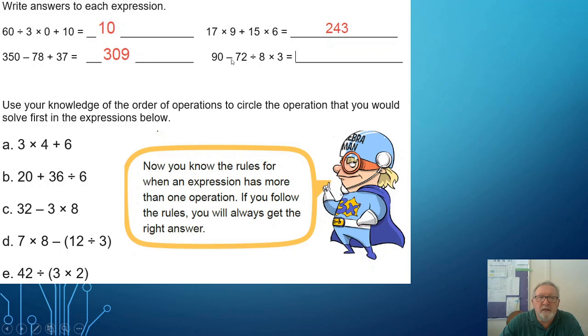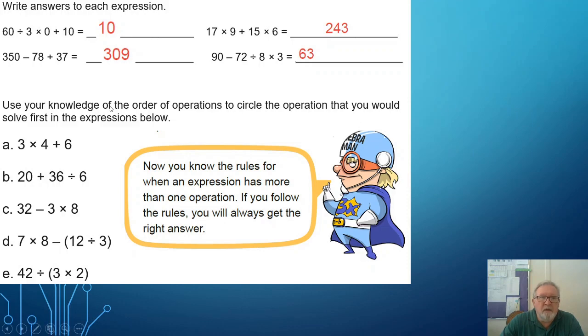The next one has takeaway, division, multiplication. That one will be last because we know that we do multiplication and division before subtraction. And we work left to right with these two. 72 divided by 8 is 9. Once we get the result here, 9 times 3 is 27. So 90, take 27, will give you 63. Hopefully you got all of those right. We still get to practice a bit more over the next couple of days as well.